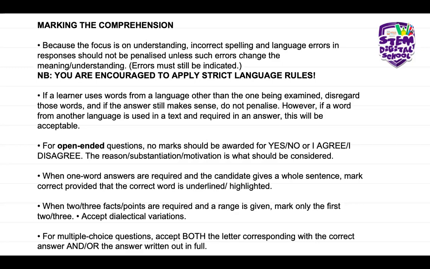All right, and then when 2, 3 facts or points are required and a range is given, we will only mark the first 2 or first 3, okay? Again, we will also accept dialectical variations. Some people come from America and write English home language in South Africa. Some people come from Australia and write English home language in South Africa. So again, we look at all of that. We take that into consideration very heavily.